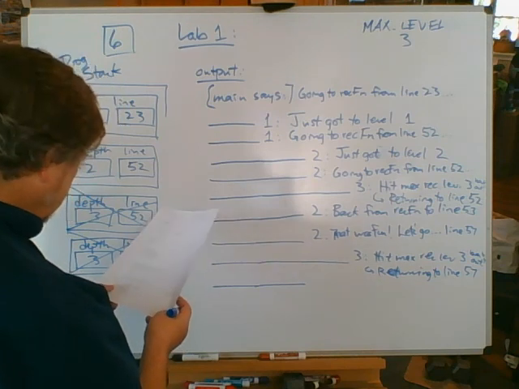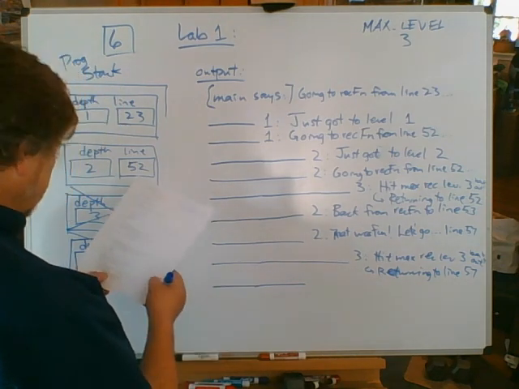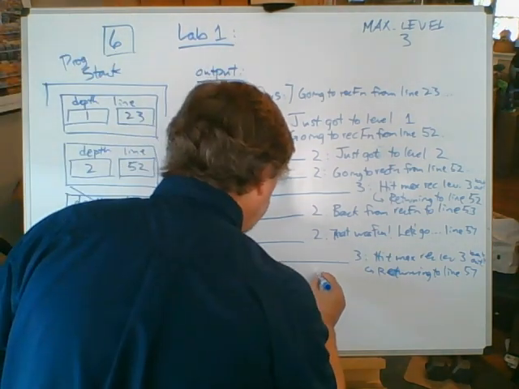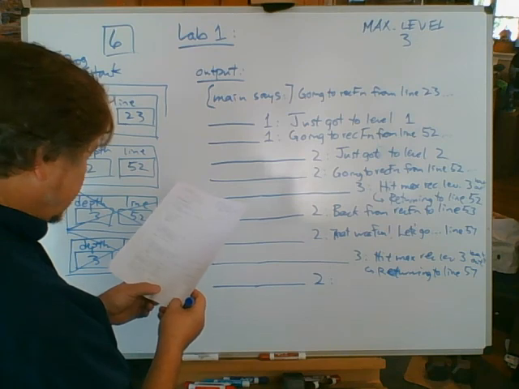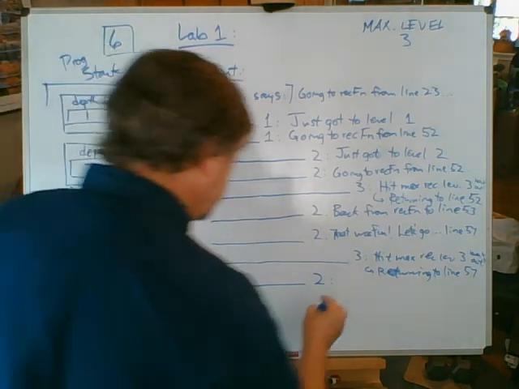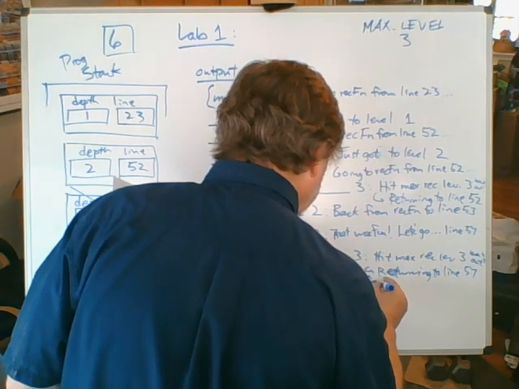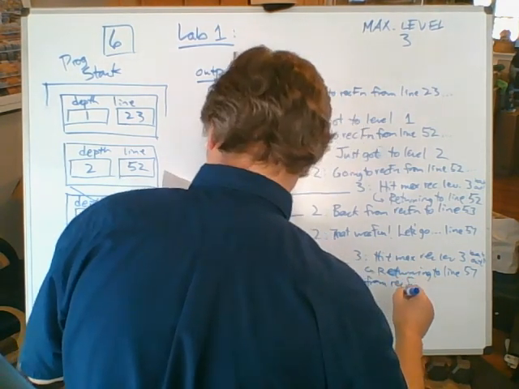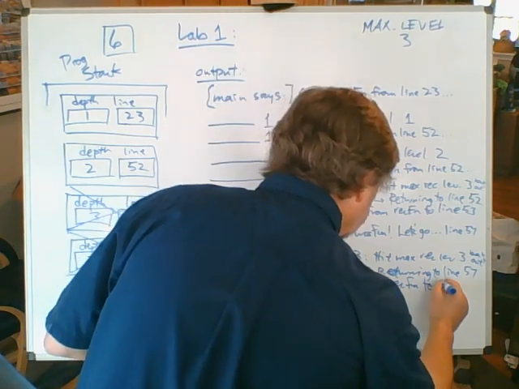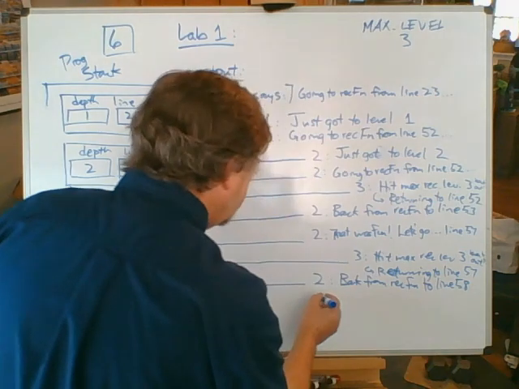I lost my place. Line 57. We just got back. Depth, I just now did that. Depth is 2, colon. It prints out back from recfun to line 58, and we're returning to line. Back from recfun to line 58. That's where we are. I've got to do the wraparound. Sorry about that.